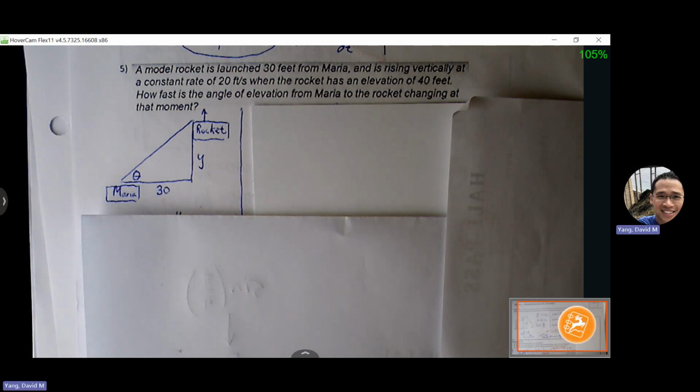Okay, so for number 5, recognize that the y is the variable here. The 30, that distance is not changing. So we can leave that as a 30, right? That's just a constant. So which trig function can we use there? Not tangent? Yeah, we have opposite and adjacent given to us, right?